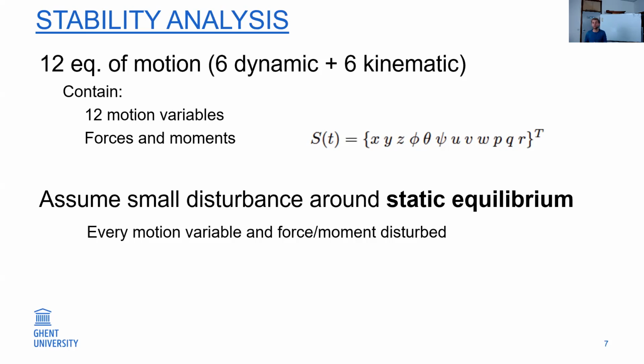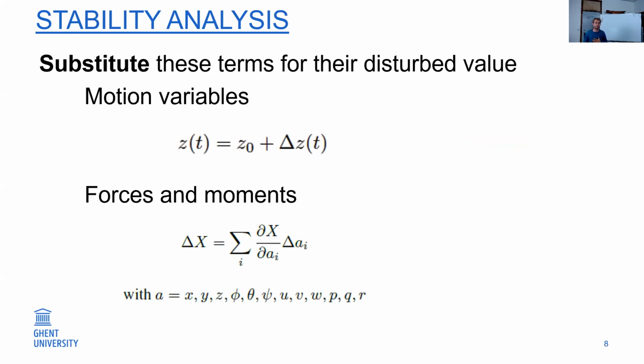Why? Because it's really important that we start from a situation where the hydrofoil craft is said to be in equilibrium, so all forces and all moment balances are resolved. Now there is this small disturbance, and every motion variable, every force and every moment is disturbed. So we can substitute these terms for their disturbed value. Every motion variable, for example the elevation, is substituted for its static equilibrium value plus a disturbance value.